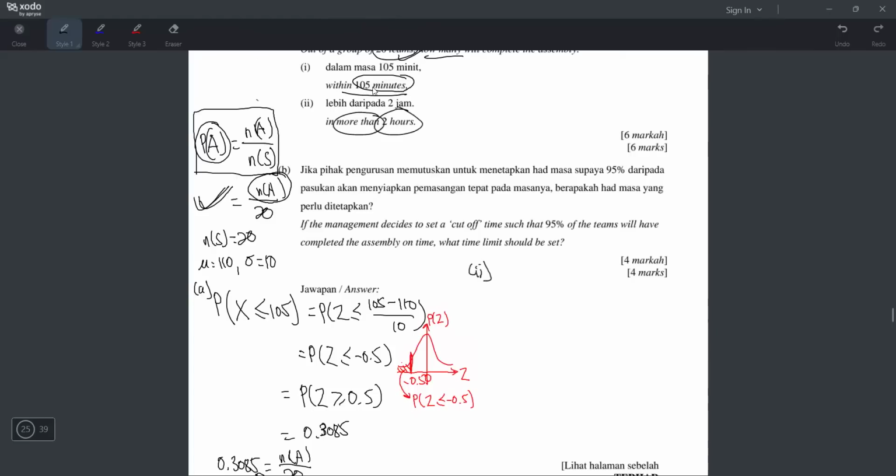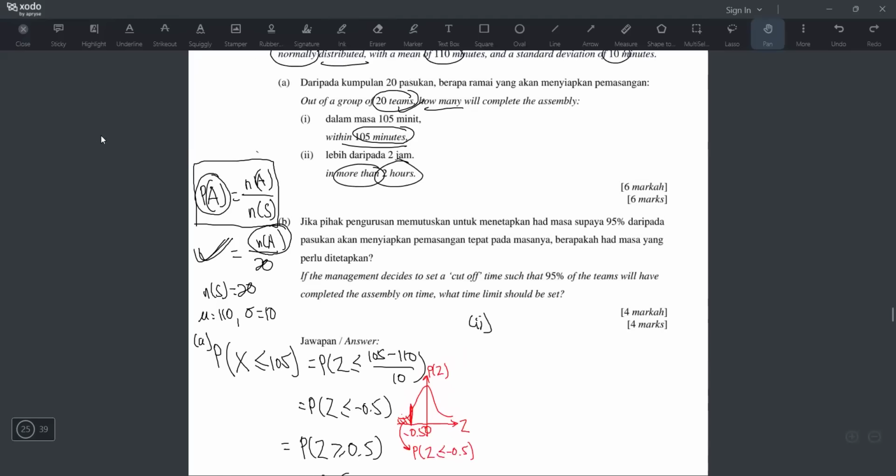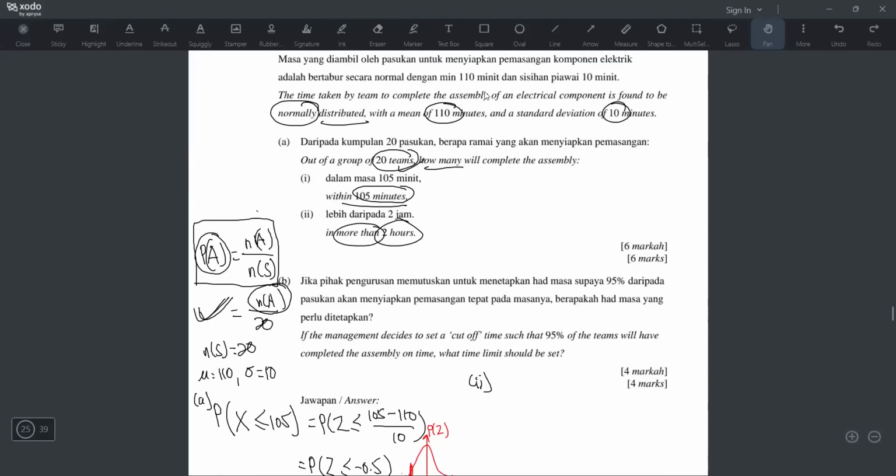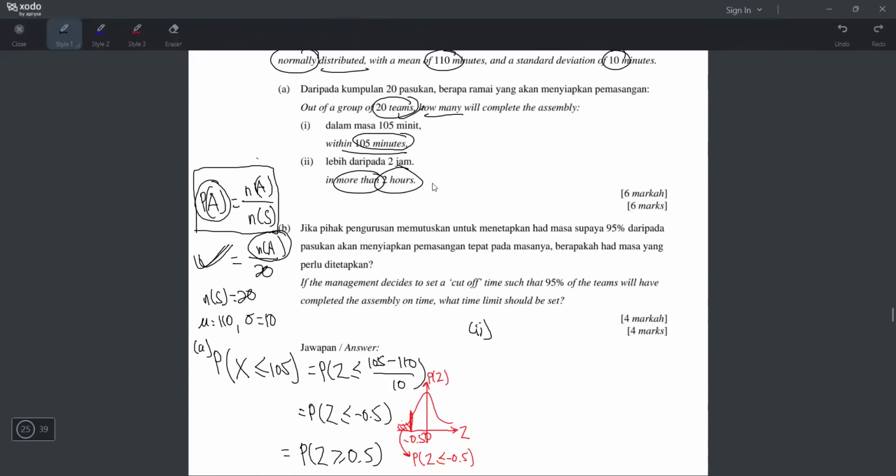More than 2 hours. Okay. But here they ask in minutes, right? The mean is in minutes, the standard deviation is in minutes, but this one is in hours. So I think I have to convert this to minutes. So 2 hours is 120 minutes because 2 times 60. Now we can do the probability of X more than 120. But later you have to times with 20 also. After you finish finding the probability, you have to multiply by 20, because this question also asks for the number. They never ask for probability, they ask for the number.